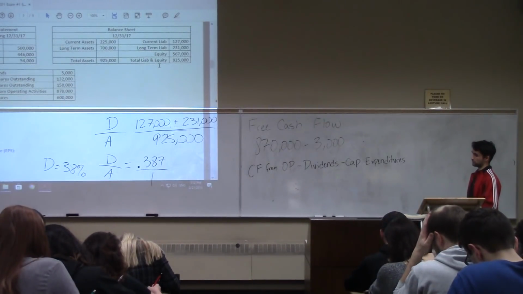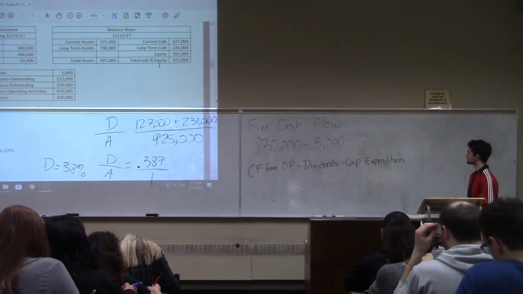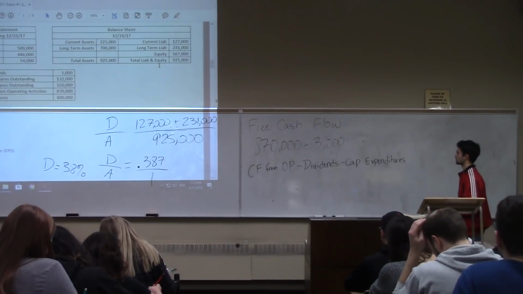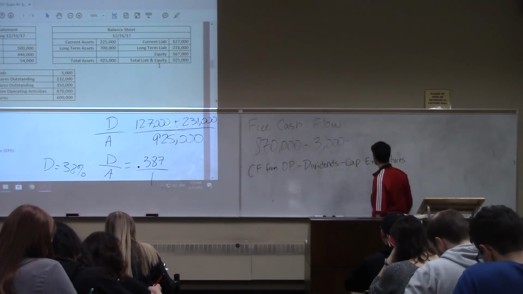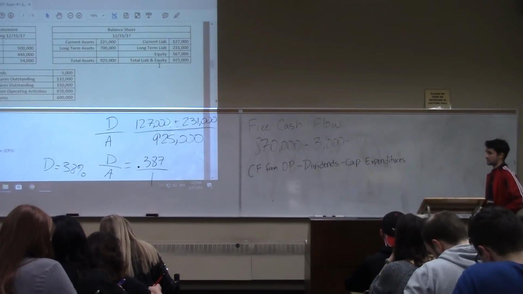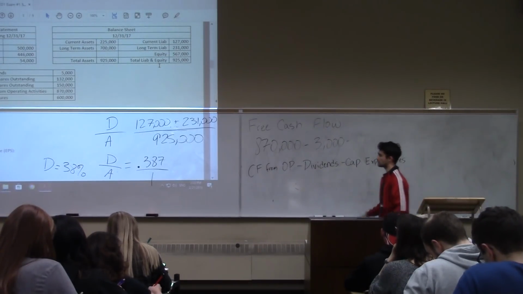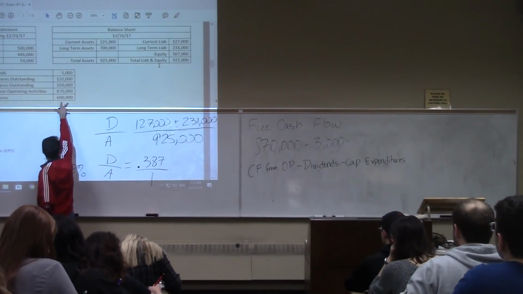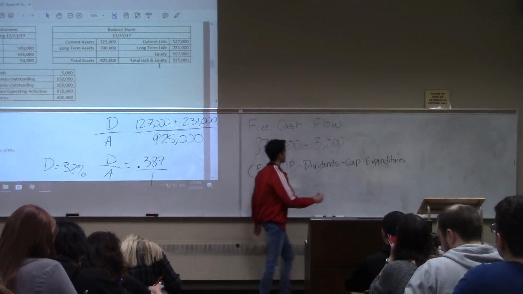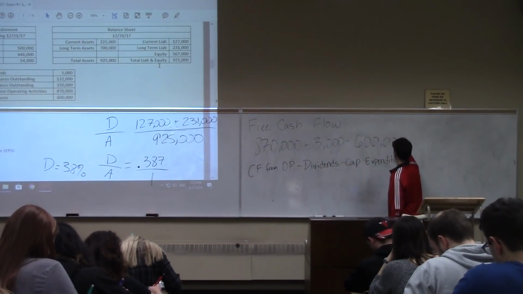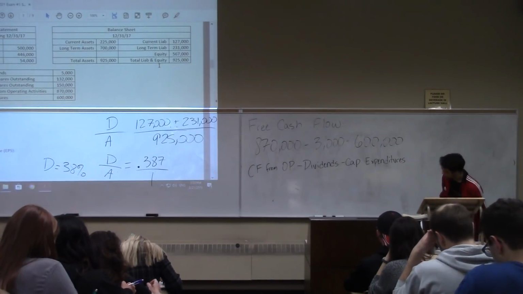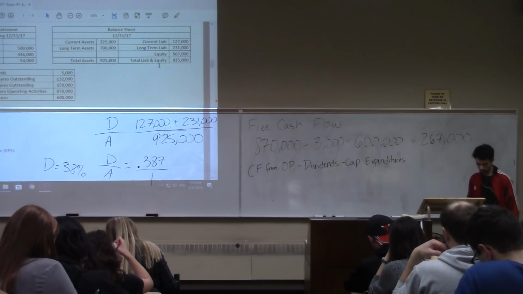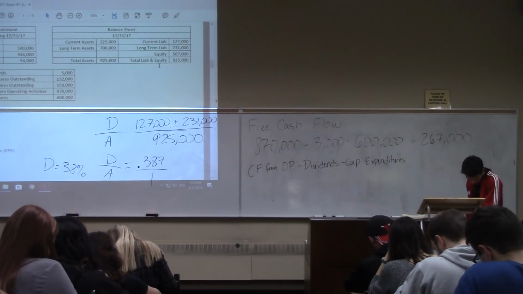So that number would be provided to you. And then minus our capital expenditures, which is how much money we spent on buying buildings or buying those PP&E things. So buying buildings, buying equipment. And it just says it right here, we've got $600,000. That gives us 267 as our free cash flow.